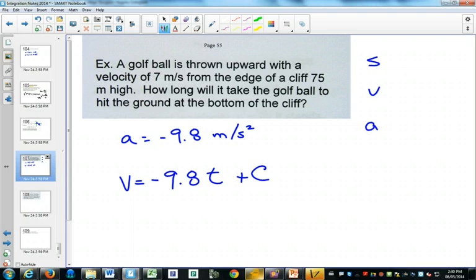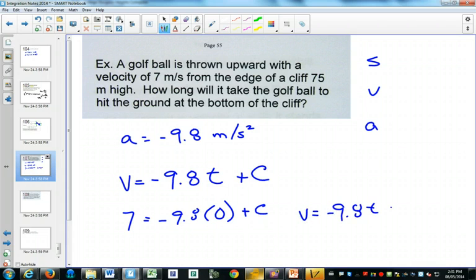Do we have enough information to find out what c is? Yes, because we have 7 meters a second. When does that happen? Right at the beginning, when time is 0. So velocity is positive 7. And so now we have our velocity equation, negative 9.8 t plus 7.